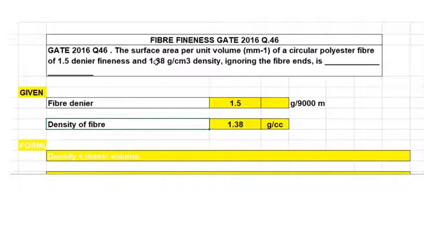The thing that we have to find in this question is surface area per unit volume. Surface area divided by volume of the circular polyester fiber. So they have mentioned it as circular, so we can assume the fiber to be circular.